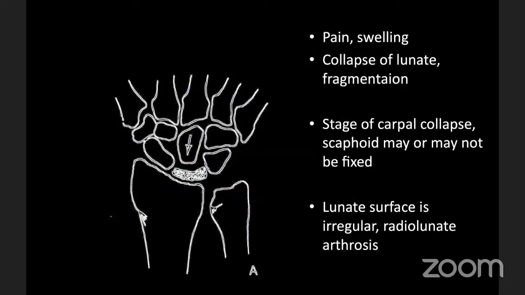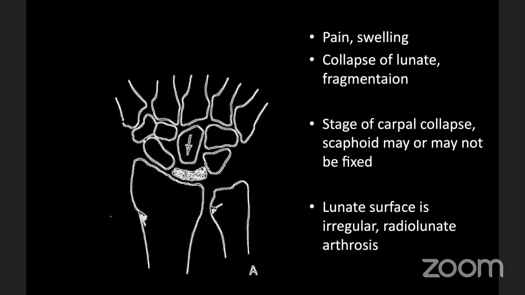As the fracture progresses and the ischemia persists, the lunate collapses. The capitate starts driving into the lunate. This is called the stage of fragmentation. At this stage, some swelling on the dorsum of the wrist might be visible.